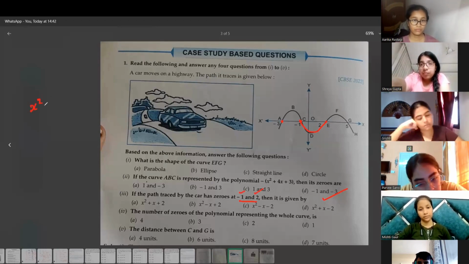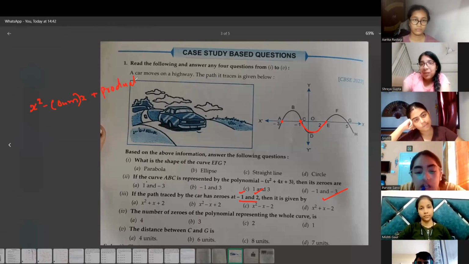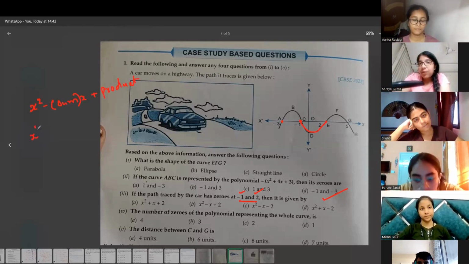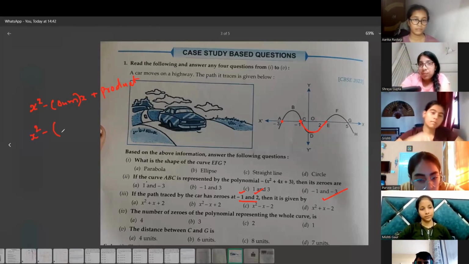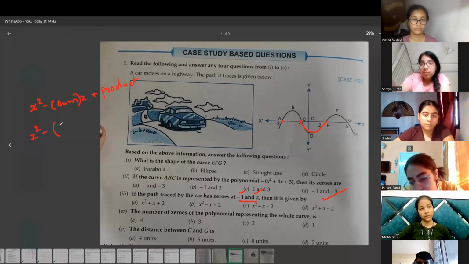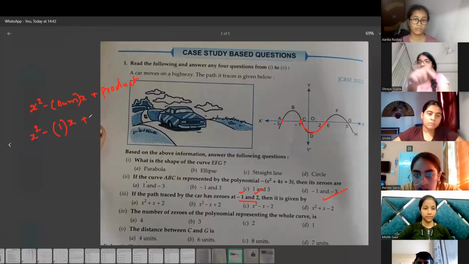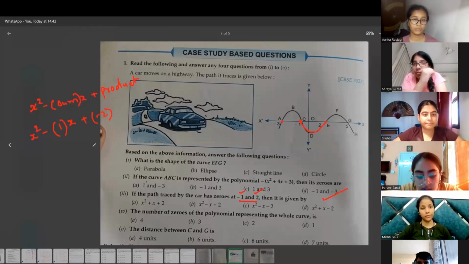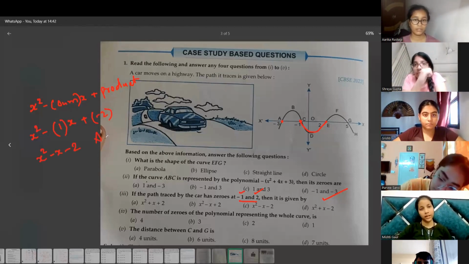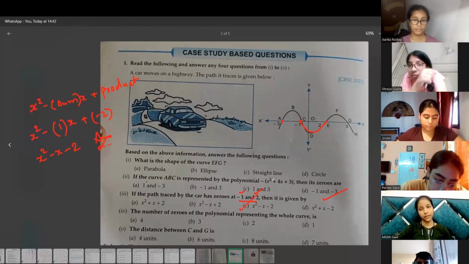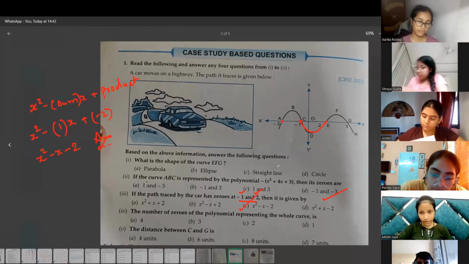You know, x square minus sum x plus product. Right or not? So x square minus sum would be -1 plus 2 will be +1. So 1x plus product is -1 into 2, -2. Right or not? So x square minus x minus 2 is the answer. Right or not? Where is that option given? C part. Clear everyone or not?